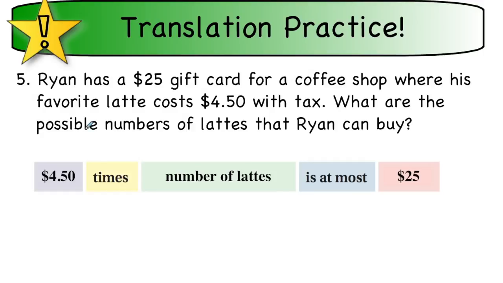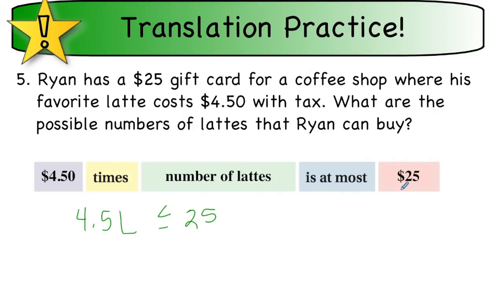So let's translate those words into mathematical terms. We're going to take 4.5 and multiply it by the number of lattes. I'm just going to say 4.5 L is at most. That means it has to be less than, but it could be equal to. He could spend all of his money, $25. What are the possible numbers?